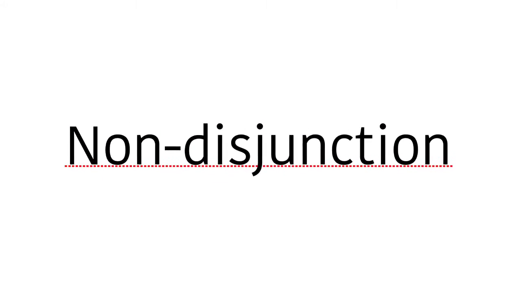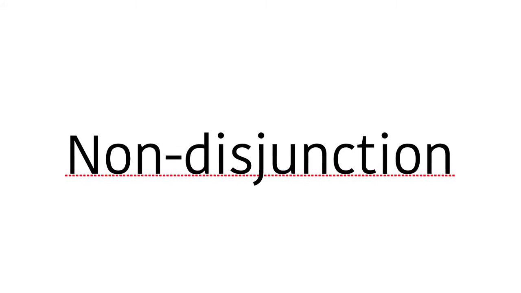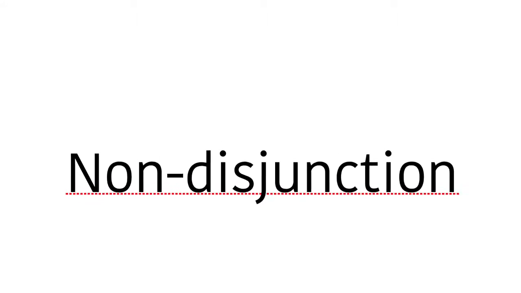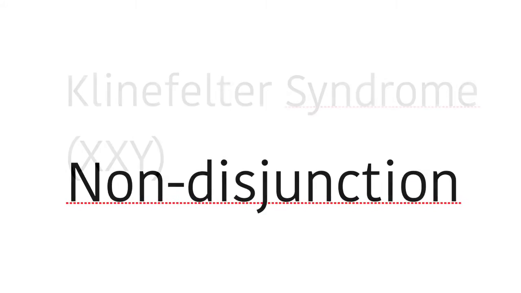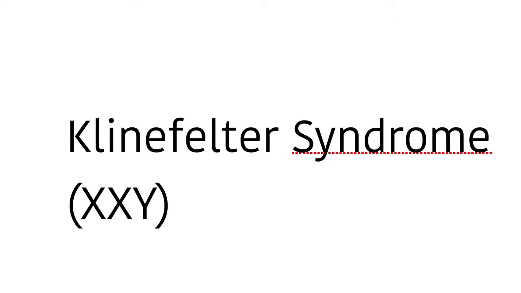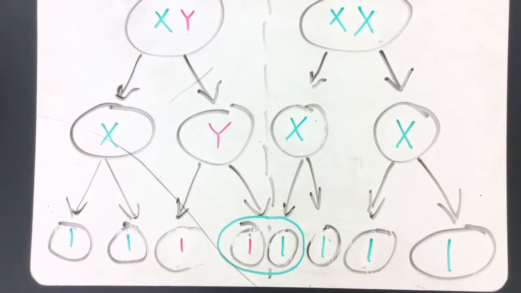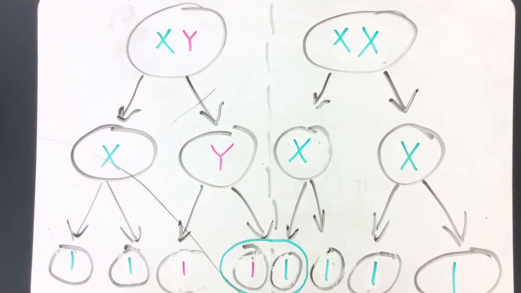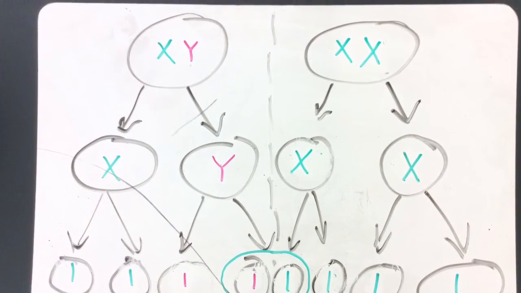Non-disjunction is an error that occurs in meiosis in which sister chromatids or pairs of homologous chromosomes don't separate as they usually would. One example of this is Klinefelter syndrome, in which a person has at least 2 or more X chromosomes. This is an example of what would usually occur in meiosis, where each of the daughter cells has 1 chromosome.